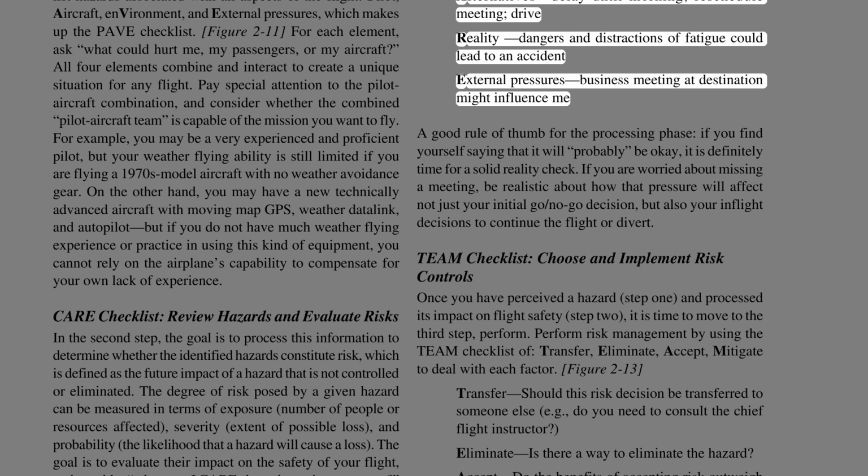For example, let's evaluate a night flight to attend a business meeting. Consequences: departing after a full workday creates fatigue and pressure. Alternatives: delay until morning. Reschedule meeting. Drive. Reality: dangers and distractions of fatigue could lead to an accident.